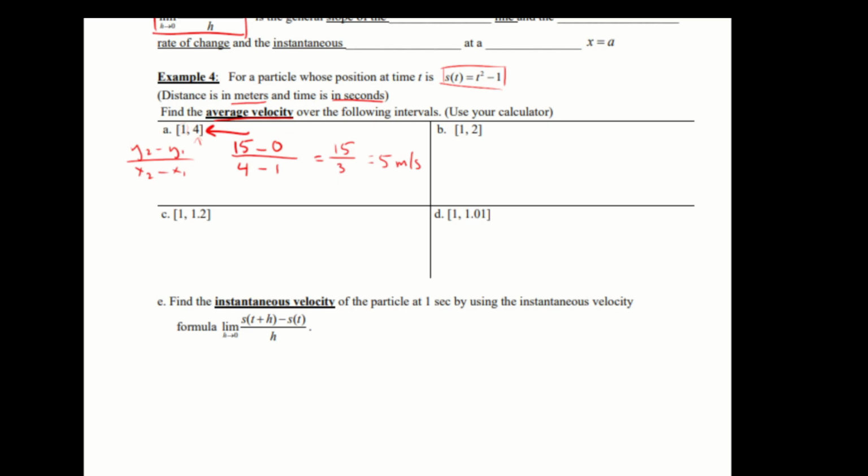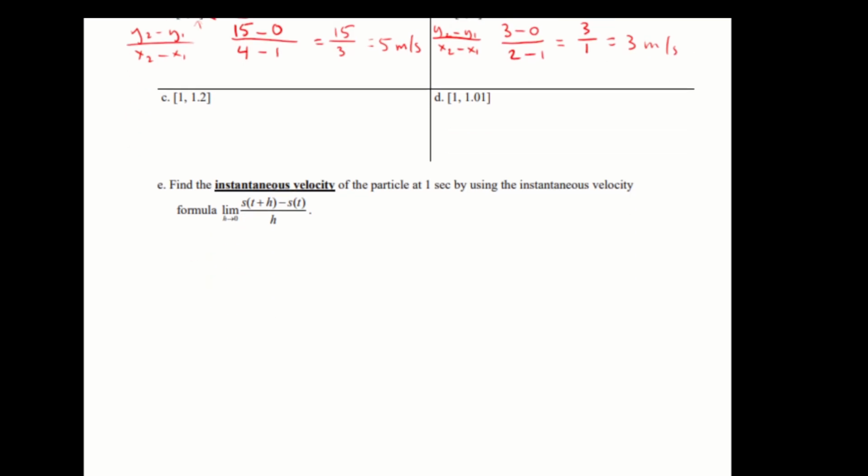per second. We'll just go through one more problem. Our y2 minus y1 over x2 minus x1. We're going to apply the same math here. 3 minus 0 over 2 minus 1 equals 3 over 1, which equals 3 meters per second. Alright, that's to find our average velocity over 2 points.